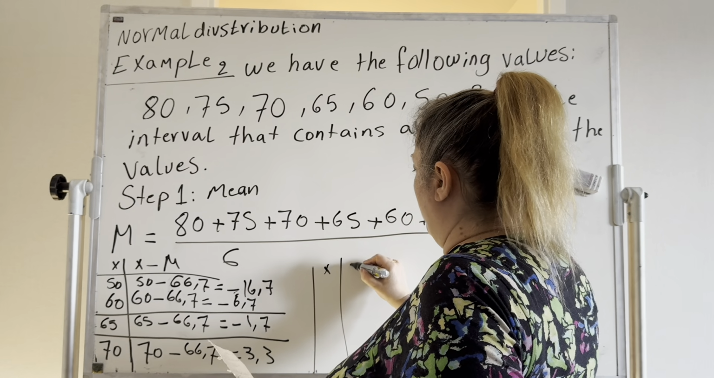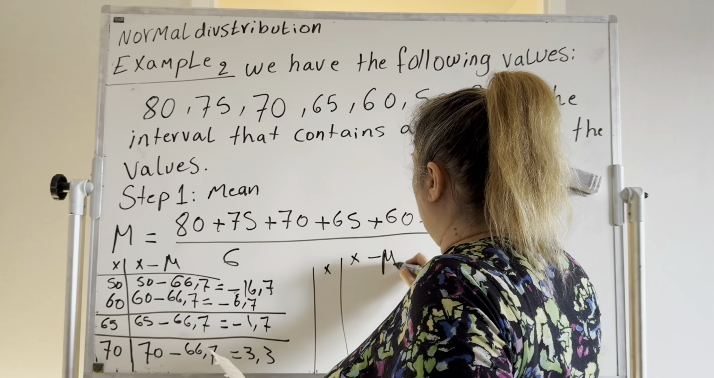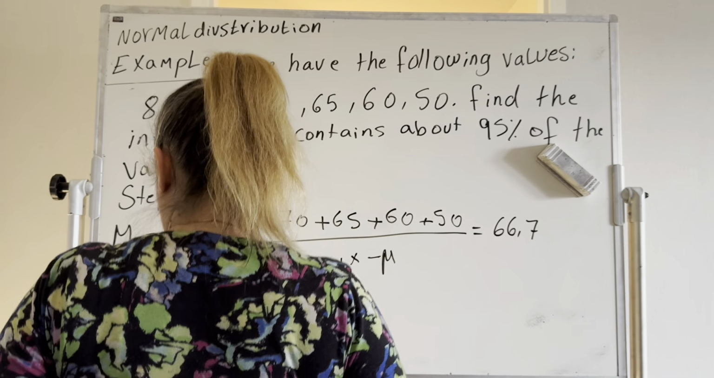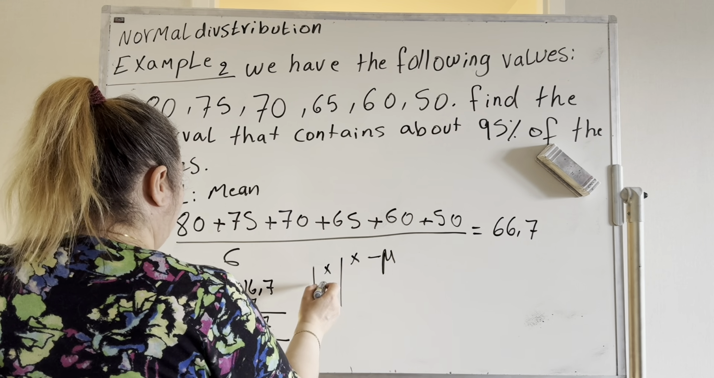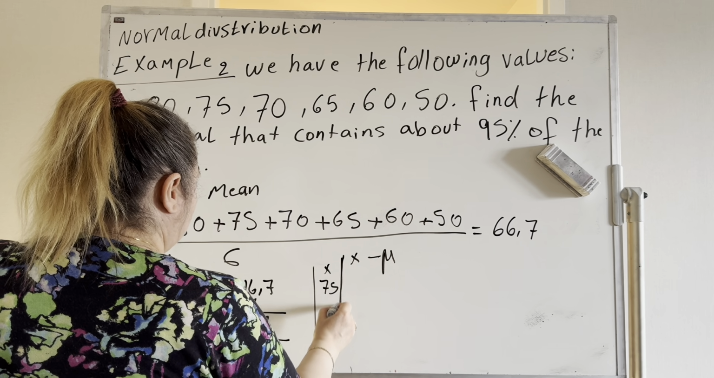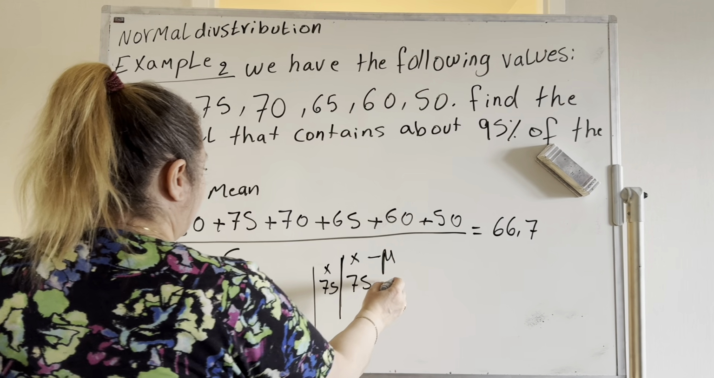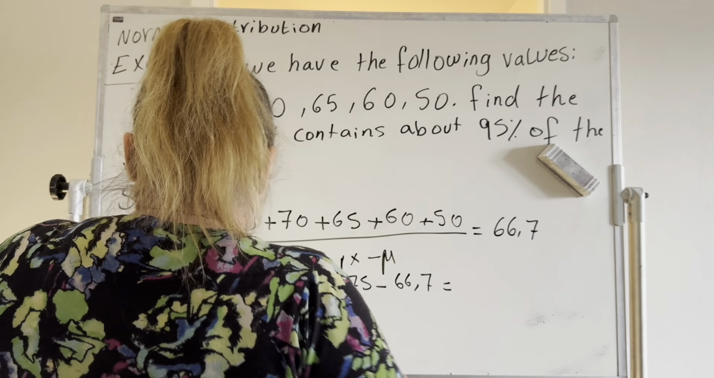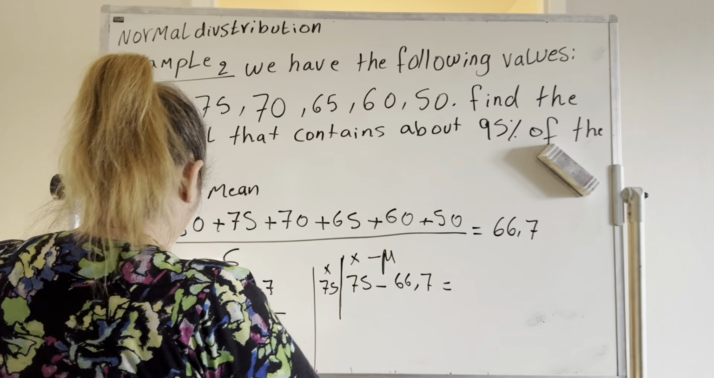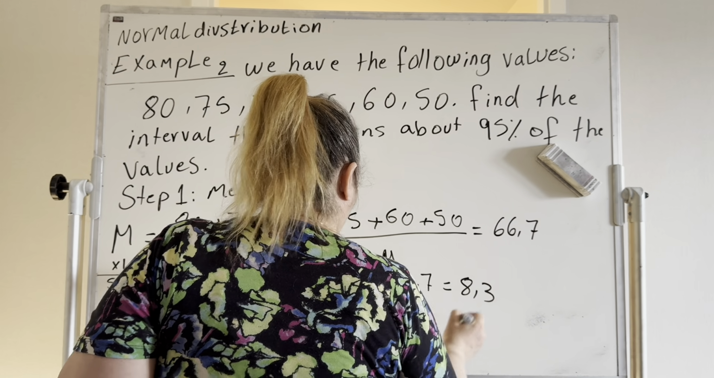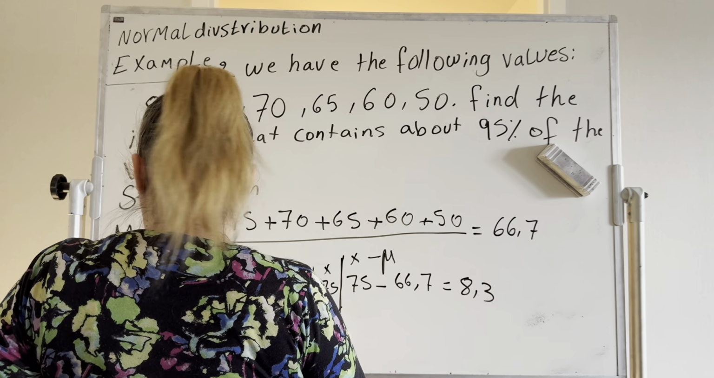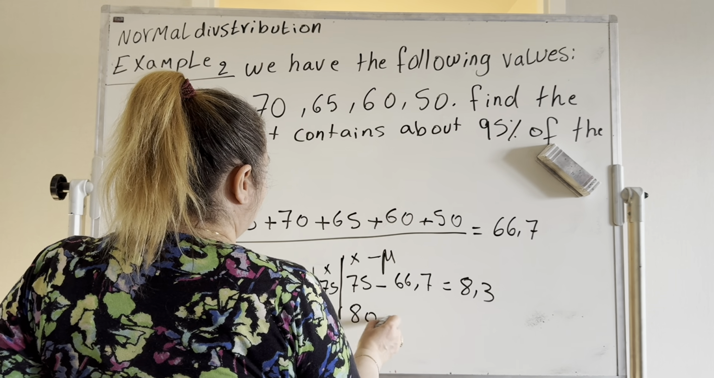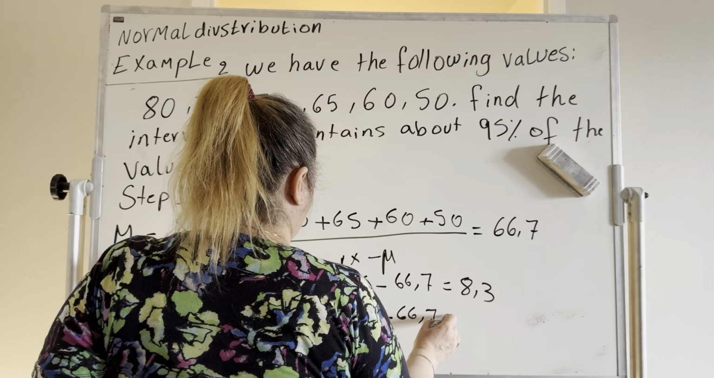x minus mu. I have 75 now, and 75 minus 66.7 equals 8.3, and the last value 80, and 80 minus 66.7 equals 13.3.